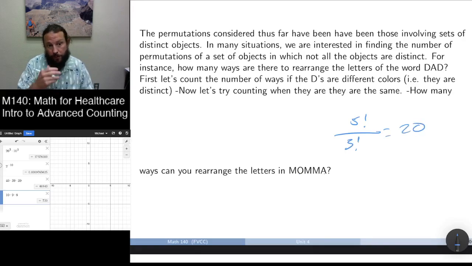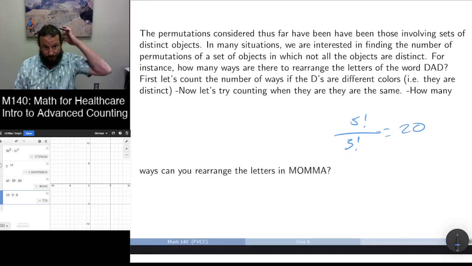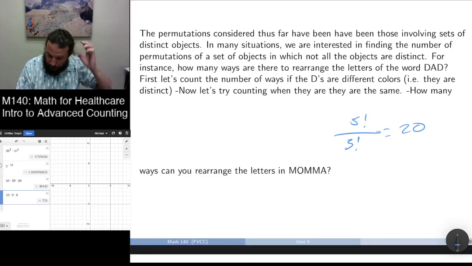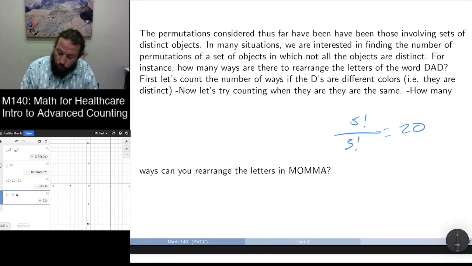Don't worry about how I do that quickly. Well, it's actually pretty easy, right? 5 factorial is 5 times 4 times 3 times 2 times 1. 3 factorial is 3 times 2 times 1. So it's just going to cancel off and we get this. All right, and so we get 20 distinct rearrangements when we don't have all distinct items.